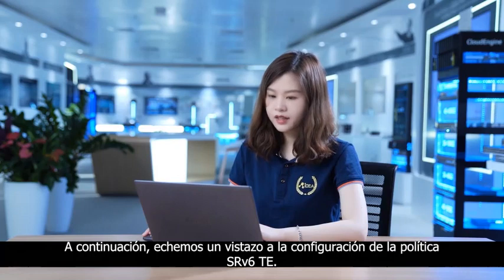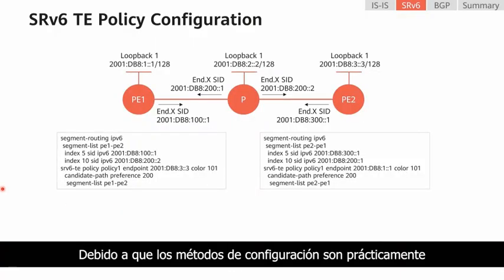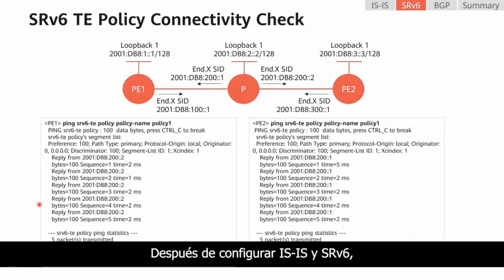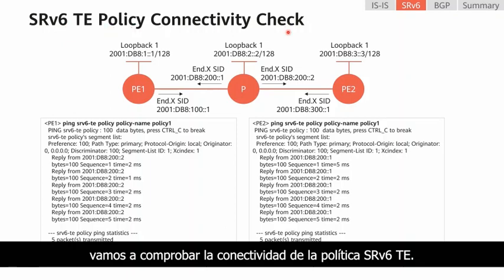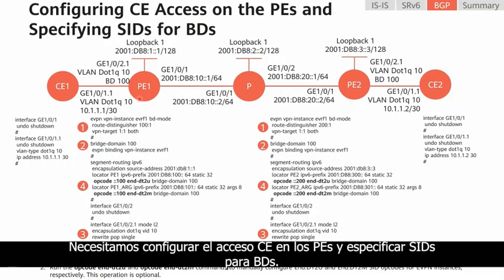Next, let's take a look at the SRv6 TE policy configuration. Because the configuration methods are practically the same across all SRv6 TE policy scenarios, they will not be described in detail. After configuring ECS and SRv6, let's check the SRv6 TE policy connectivity. If the connectivity is normal, we can then configure BGP. We need to configure CE access on the PEs and specify seeds for BDs.